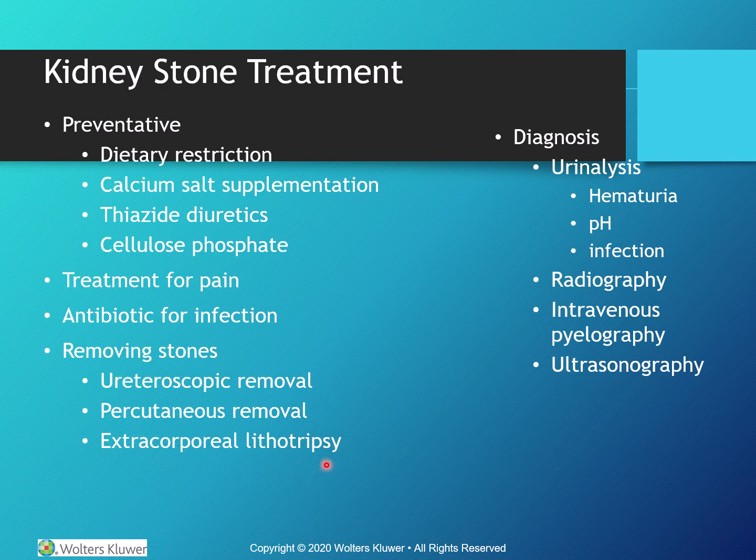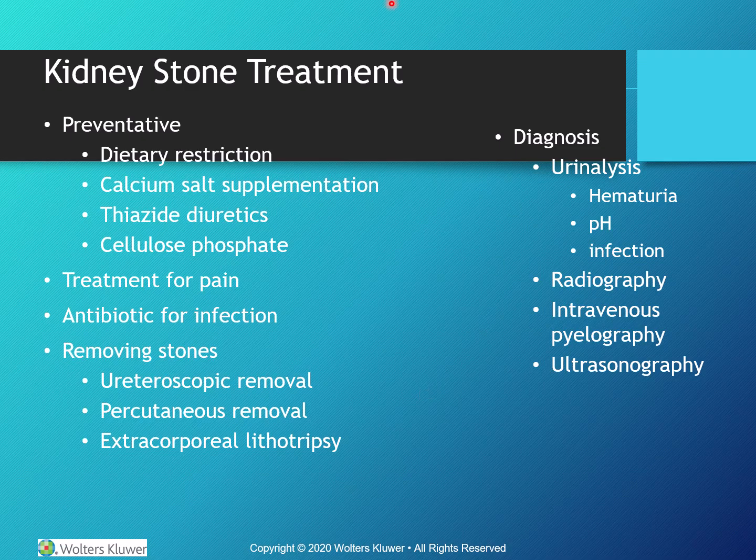If a patient can't pass those stones themselves, we can do different techniques or procedures, things like ureteroscopic removal, where we go up into the urethra and into the ureters themselves to pull those stones out. We can do percutaneous removal, where we go in through the skin to remove those stones. Or we can do what we call extracorporeal lithotripsy, where we use alternating pulsations to break up those stones within the kidneys themselves, and then hopefully the patient will pass them on their own.